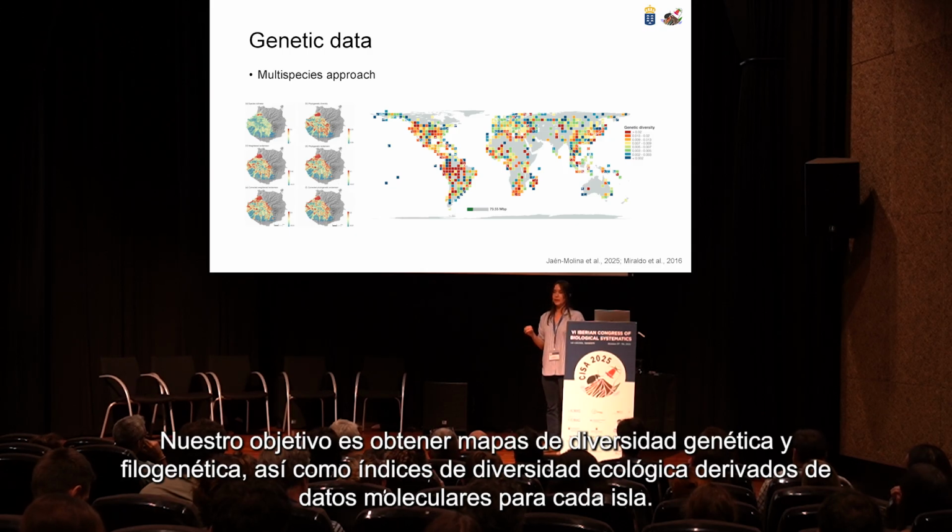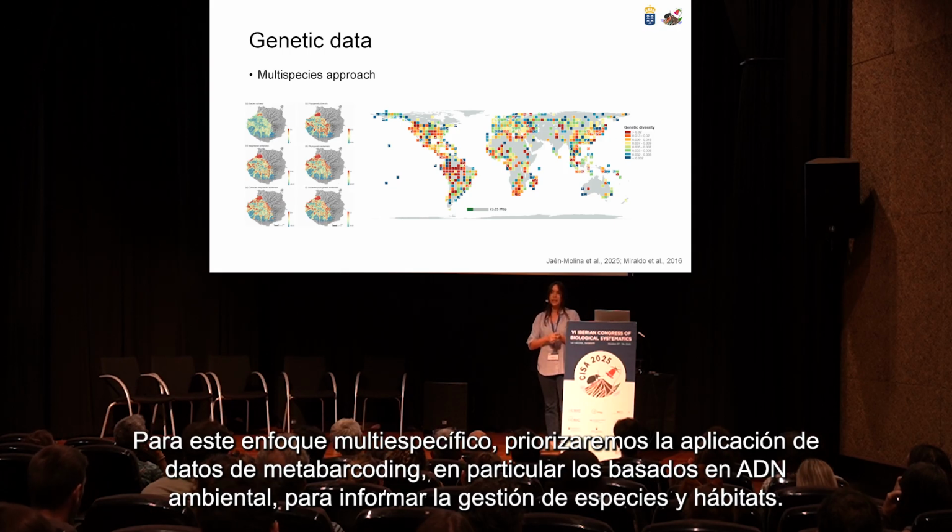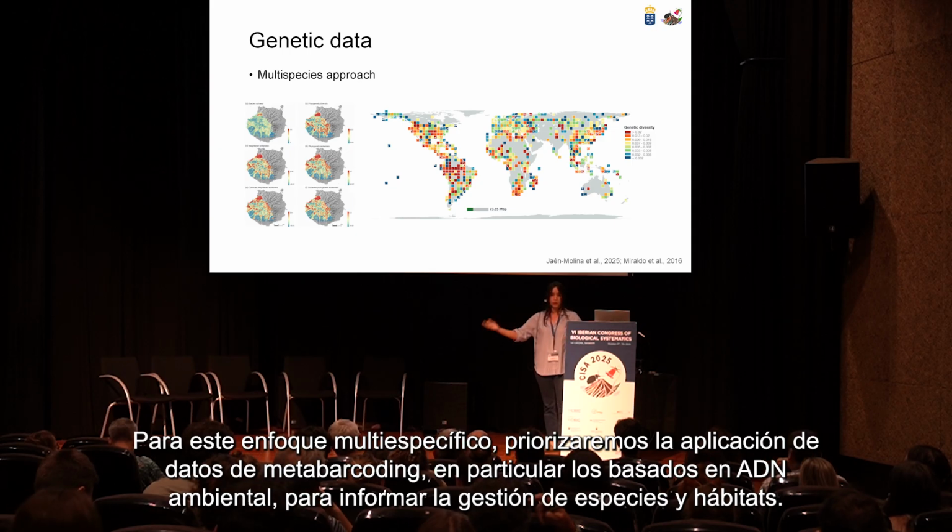So we want to end up with maps of genetic diversity and phylogenetic diversity, as well as ecological indices derived from molecular data for every island across different taxonomic ranges. And for this, we will be prioritizing a meta-barcoding approach, preferably based on environmental samples, so that we can really systematically track biodiversity over time.